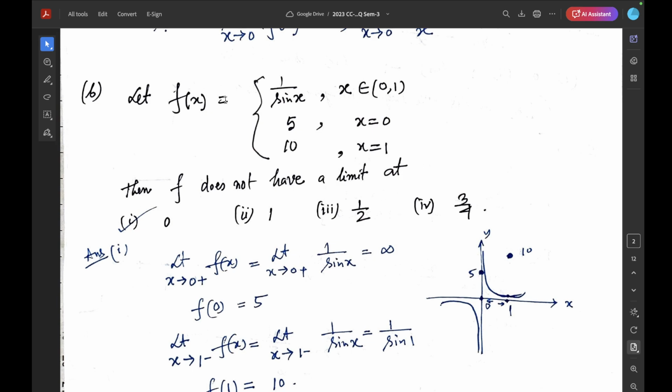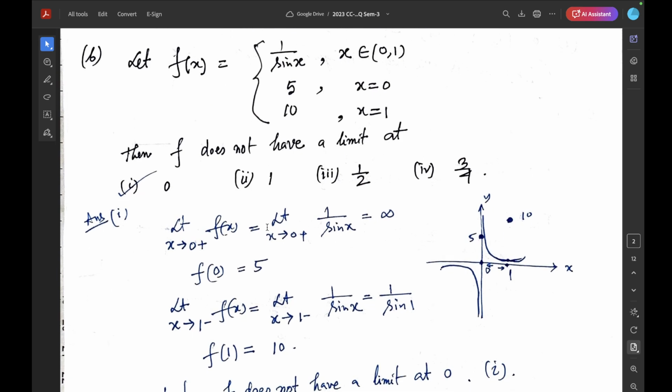f(x) is equal to this. Now the right hand limit of f(x) as x tends to 0 plus: x belongs to the open interval 0 to 1, so the right hand limit as x tends to 0 plus, we have the function 1 by sin x. This 1 by sin x tends to infinity from the right hand side.